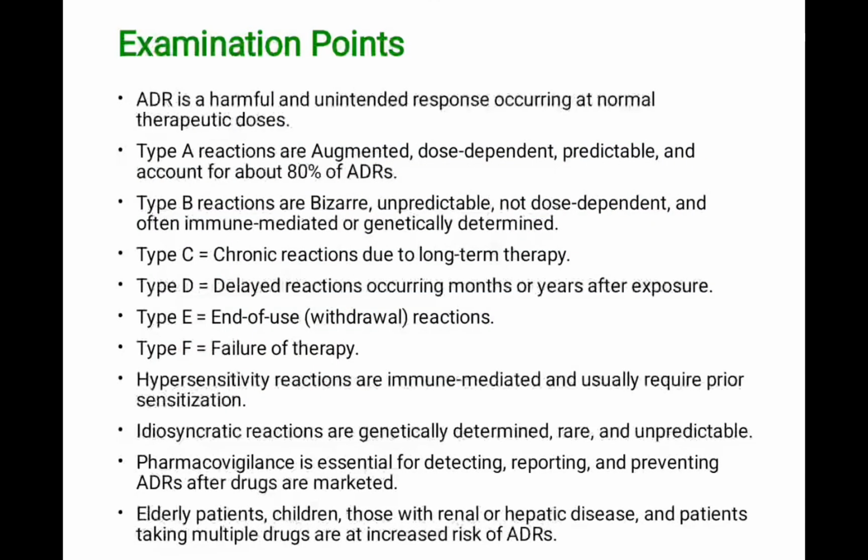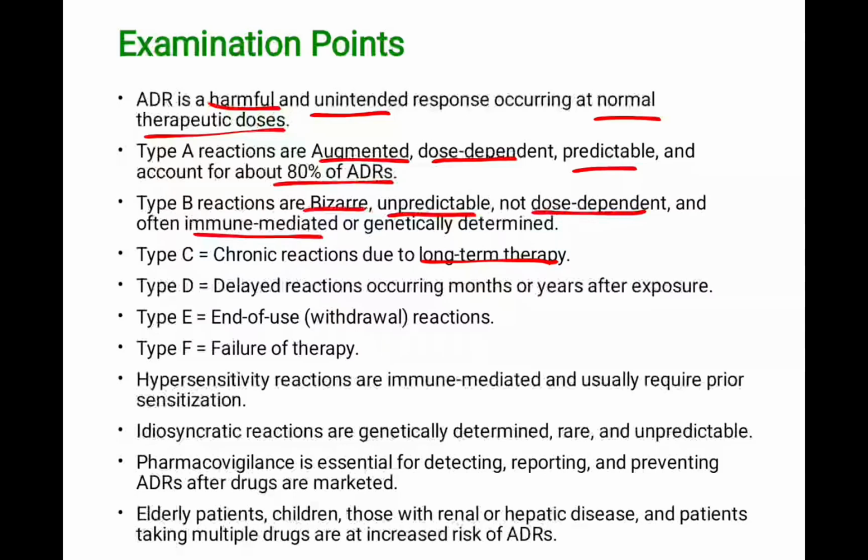So, points you have to remember in exams for adverse drug reactions. You know that adverse drug reactions are harmful. They are unintended responses occurring at normal therapeutic doses. And type A adverse drug reaction, which is the most common, we said it is augmented, it is dose dependent, it is predictable, and it accounts for 80% of adverse drug reactions. For type B reactions, they are bizarre, they are unpredictable, they are not dose dependent, and often immune mediated or genetically determined. For type C, we said it's chronic reaction due to long-term therapy.